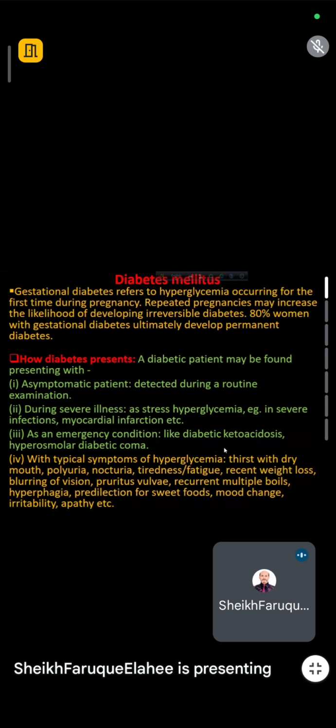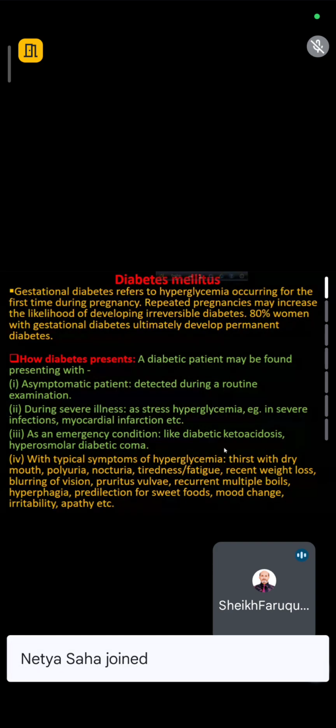Then polyuria. What is polyuria? It means frequency of urination. Every half an hour he goes to urinate and he passes too large a quantity of urine. This is called polyuria. Nocturia. What is nocturia? He has more urine during night time. He gets up 4 or 5 times from sleep and goes to the urinal and passes a large amount of urine.